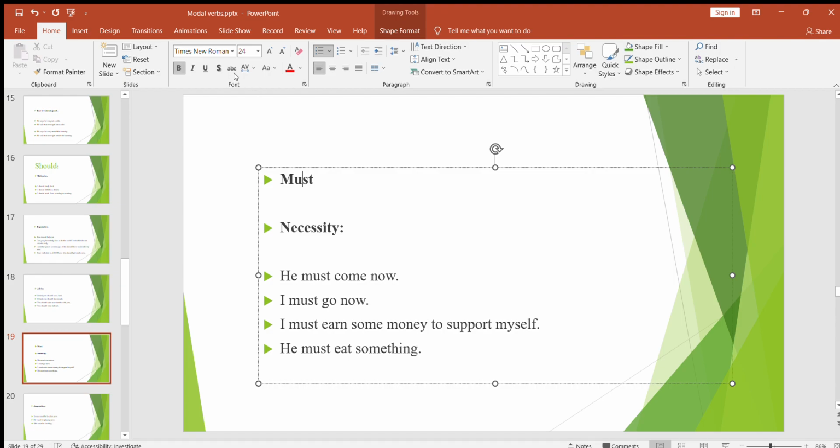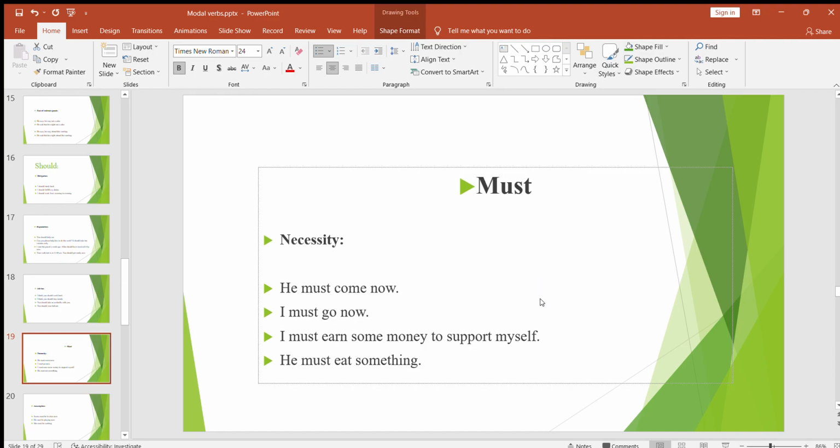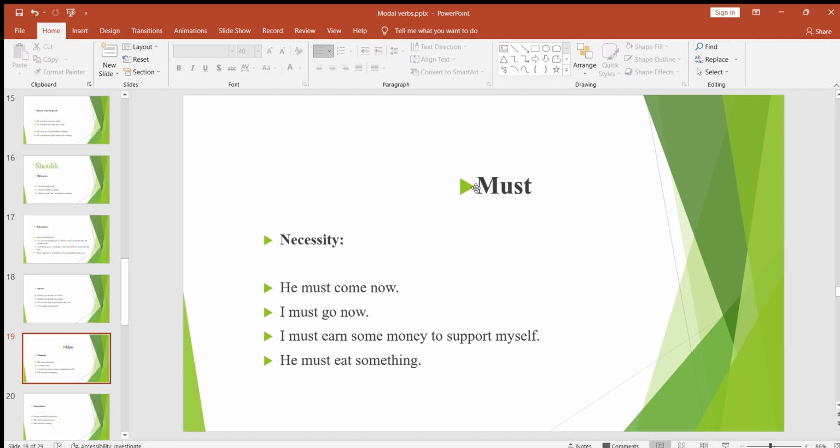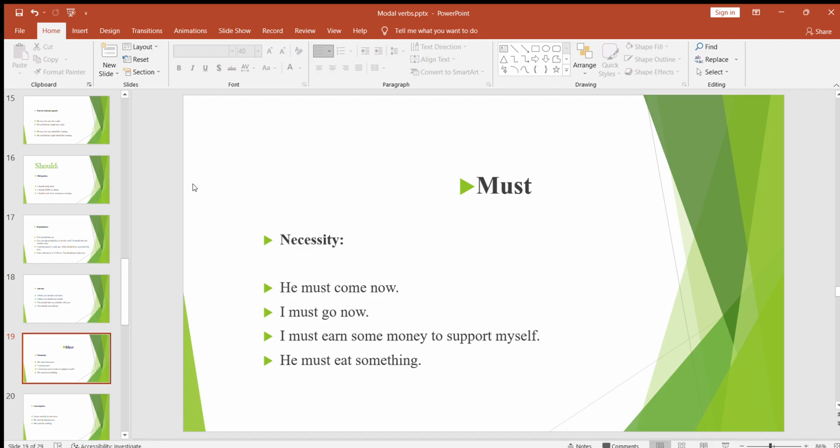The first use of "must". Let me increase the size so you understand that it is a modal verb and it is not the usage of "should". Okay, I think 40 is fine. So "must" is a modal verb, and the first use of the modal verb "must" is necessity, something that is necessary to do, something that you must do.